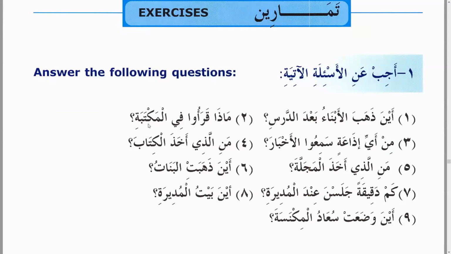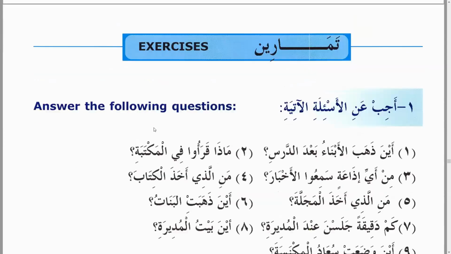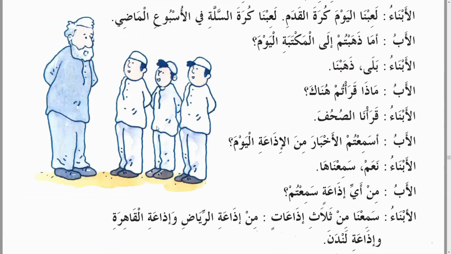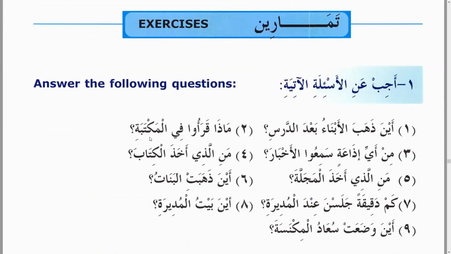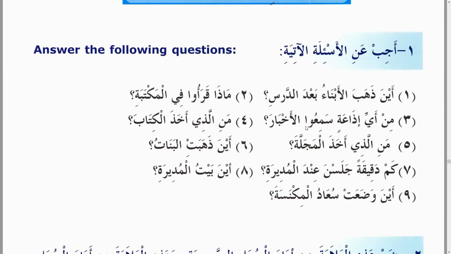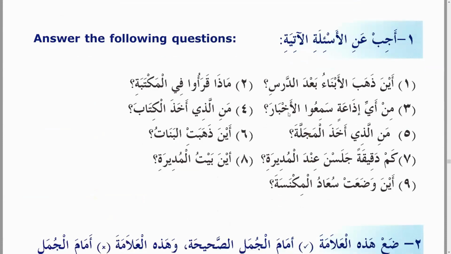ماذا قرأوا في المكتبة؟ What did they read in the library? They read newspapers. قرأوا الصحف. من أي إذاعة سمعوا الأخبار؟ From which radio station did they listen to the news? سمعوا الأخبار من ثلاث إذاعات, from three radio stations. إذاعة لندن, إذاعة رياض, إذاعة القاهرة. Cairo station, Riyadh station, and London station.